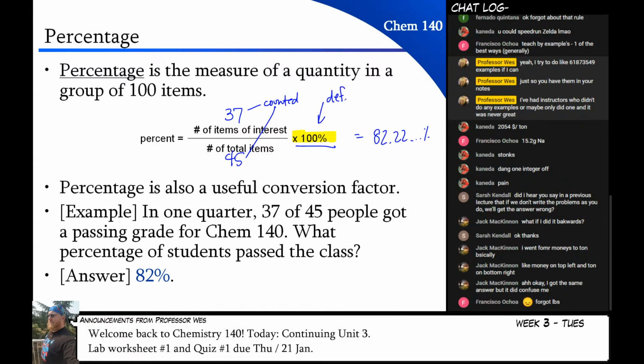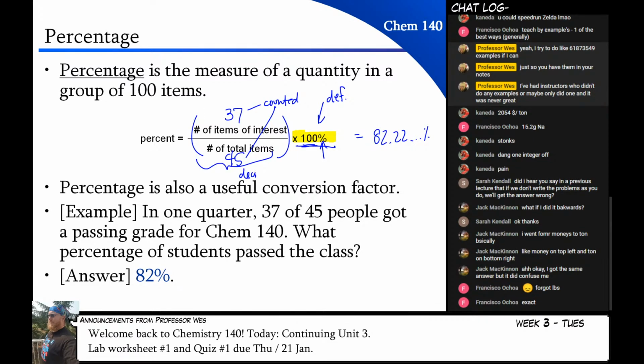So that 100% does not affect your sig figs because it is just a number that we use to make the unit do what we want. This 100 and this percent sign go together with the result that we would get over here, which would be a decimal. So this is a decimal, because any number divided by a total that is larger than the number will give you a decimal.